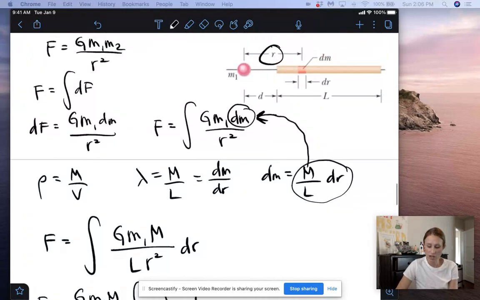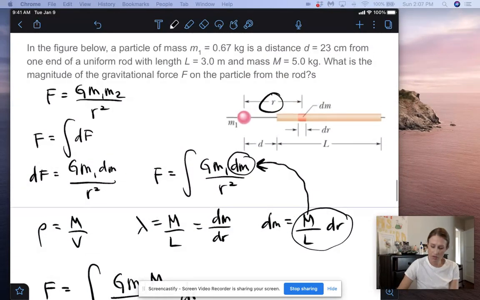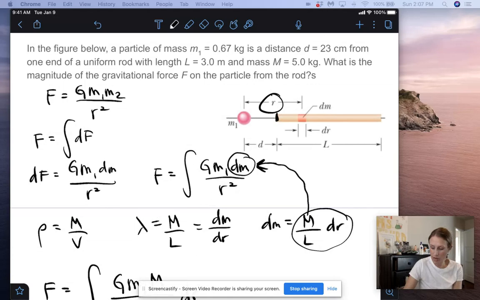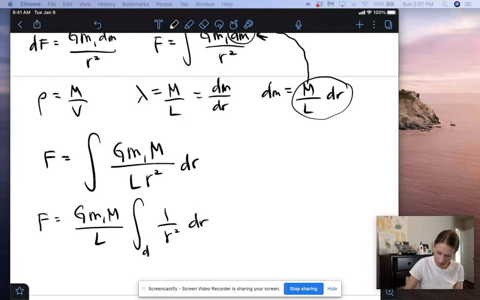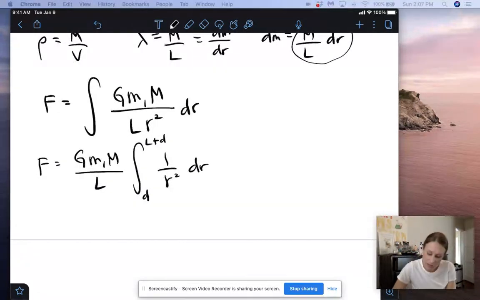Before we solve this, we need to find our limits of integration. We're integrating from the beginning of the rod to the end of the rod. The distance from our mass 1 to the near end is d, and L plus d is the final distance from mass 1. So initial is d, final is L plus d. All right, now we can finally integrate.